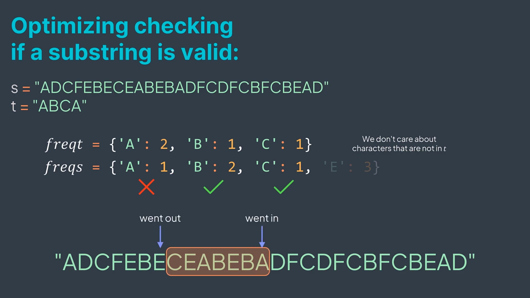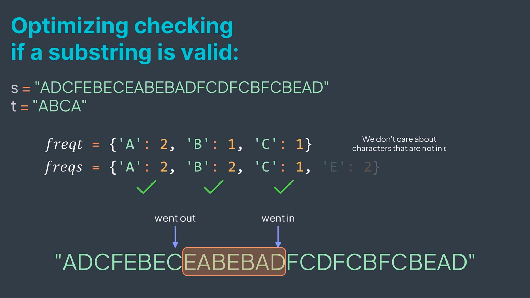Let's move the window. Now E went out, but we don't care because it's not a character of T. We decrement in fracs, but nothing happens. And A went in, we increment fracs of A, and it becomes equal to frac T of A. We satisfy the new condition. The number of conditions is equal to length of frac T, so this substring is valid. It contains all characters of T. All conditions are satisfied.